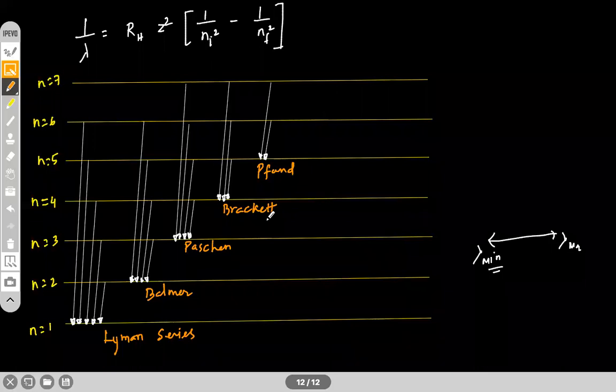So what we are going to do next, NI and NF value we have, this is constant only. Correct, Ashashwat. NI and NF we have, this is constant only. So we can find out the range of wavelength for each series. Yes or no?